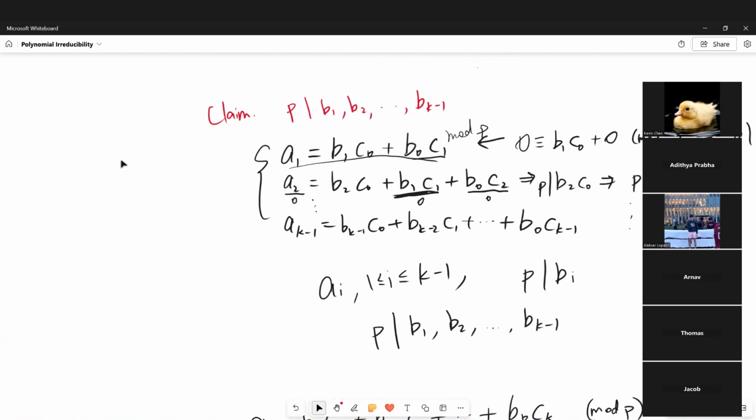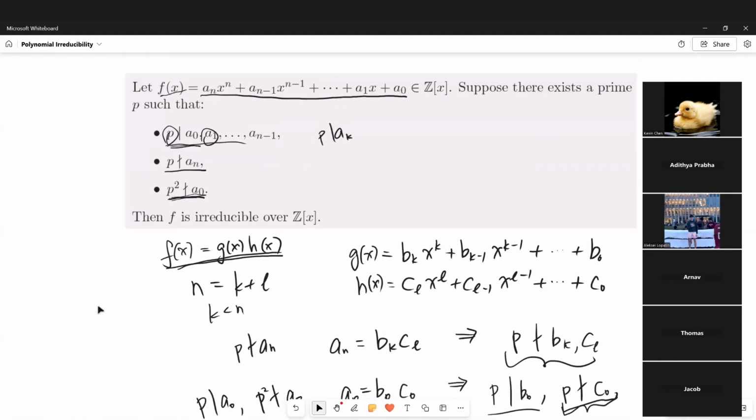So with this contradiction, that means our original assumption that f can be written as g times h is wrong. So therefore, f cannot be reducible, so f is irreducible. And we're done with the proof. And yeah, it's Eisenstein's.